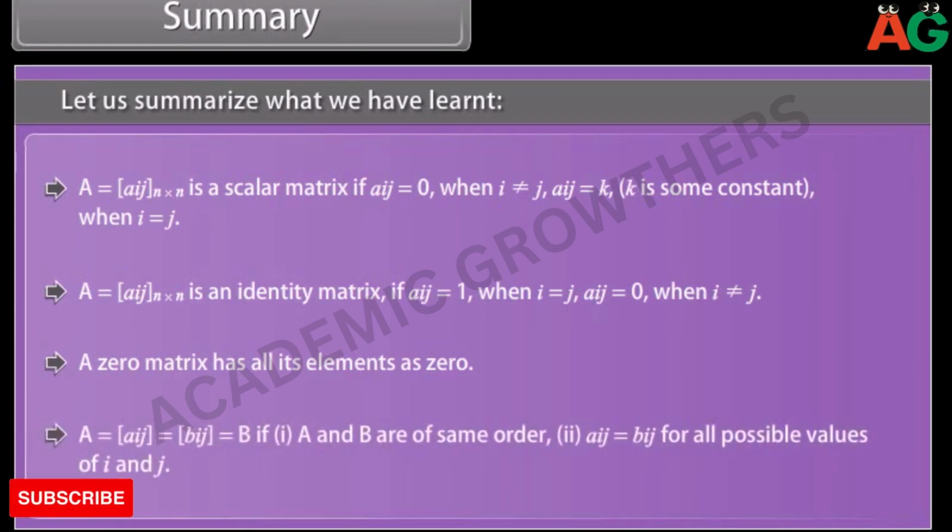A is equal to A ij is equal to B ij if and only if A and B are of the same order and A ij is equal to B ij for all possible values of i and j.